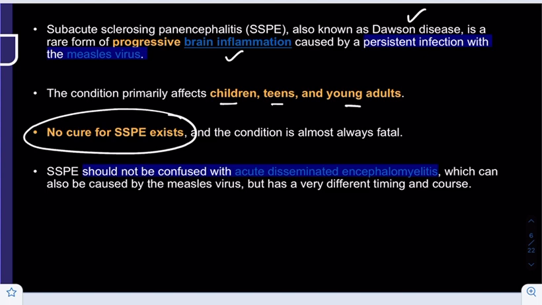This should not be confused with acute disseminated encephalomyelitis, because even acute disseminated encephalomyelitis is also caused by the measles virus, but it has a very different timing as well as a different course. So that is about acute disseminated encephalomyelitis.